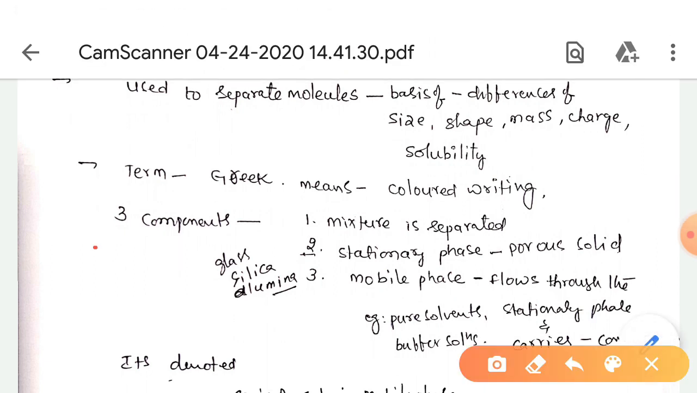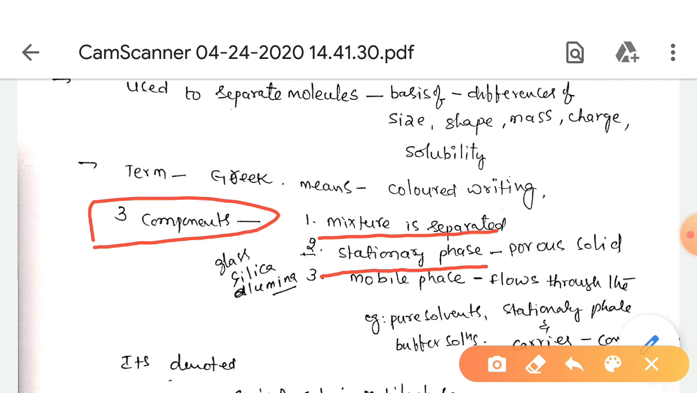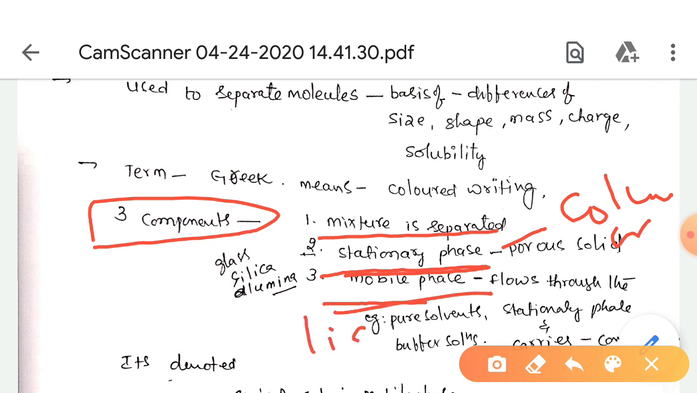Three components are involved in chromatography. One is the mixture to be separated, the second is the stationary phase, and the third is the mobile phase. The stationary phase forms a column or film, and the mobile phase may be liquid or gas, which flows over the stationary phase.